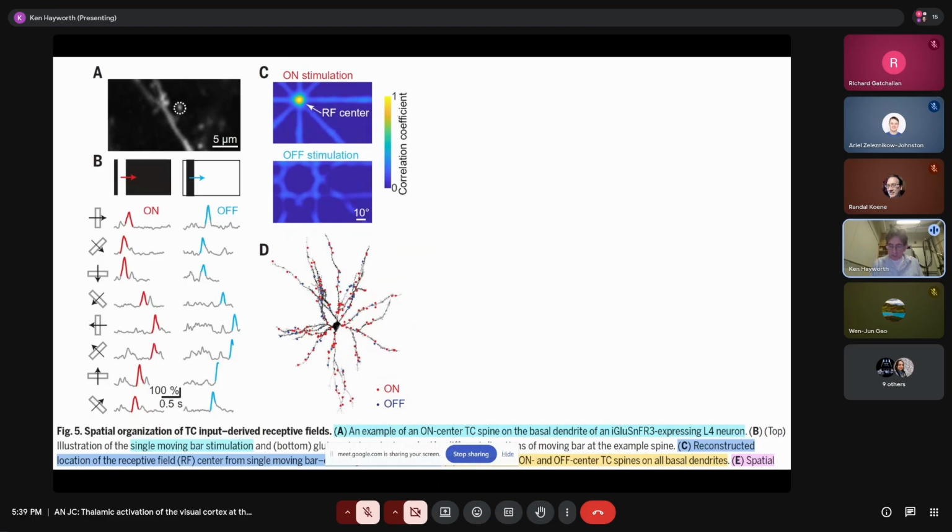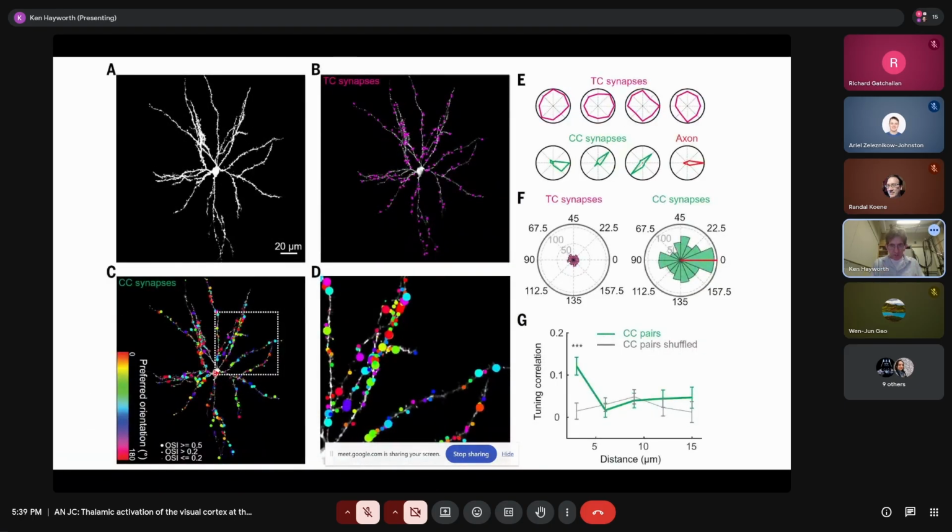So what they did here is they used gratings, okay, and so they could definitely look at orientation selectivity and everything, but they couldn't look at the position of the thalamocortical input. They couldn't say this thalamocortical input from LGN is looking at this point in space, right?